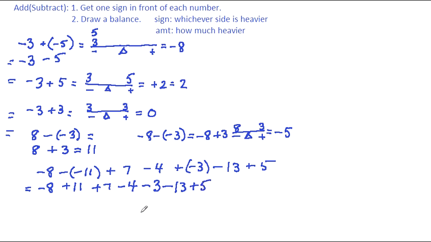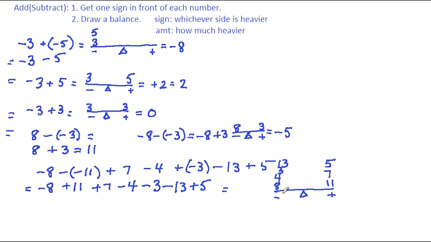And then one of the beauties of this is that it's just one long addition problem, so we can do it in any order, so we do it all at once. Let's draw a balance over here where there's some room. Plus on one side, minus on the other. And the 8 goes on the negative, the 11 on the positive, the 7 on the positive, the 4 on the negative, the 3 on the negative, the 13 on the negative, and the 5 on the positive.